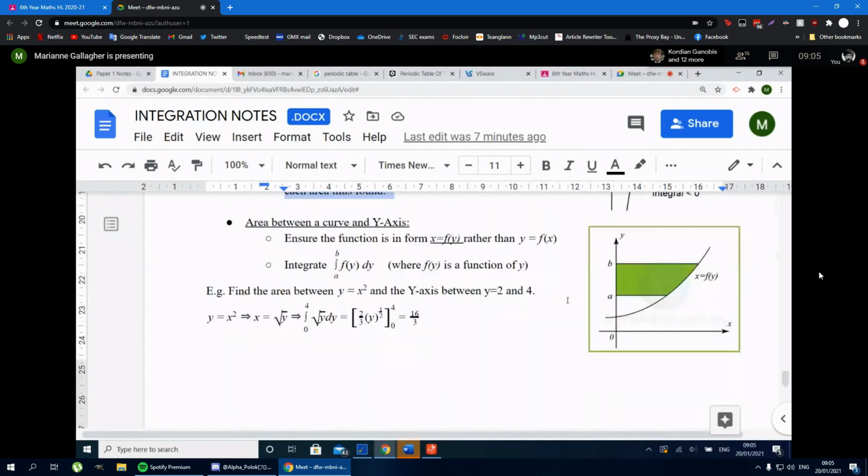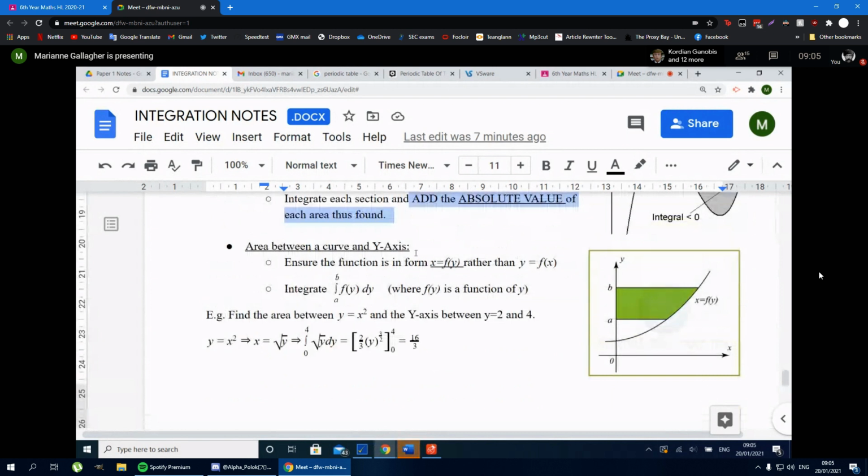Okay. And then if it's between the curve and the y-axis, instead of doing integral of f of x dx, you do f of y dy. Okay, that's all you have to do. So a lot of the time, if it's written as y equal to x squared or f of x, you have to rearrange the function. So you have to do the opposite. Okay, so here, x would be equal to the square root of y. So what you're putting in, f of y is x. So you're putting in the square root of y in there.